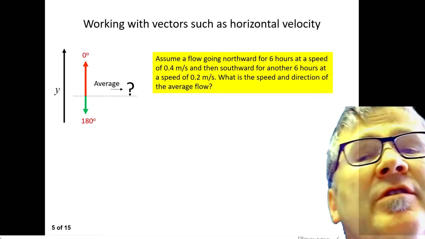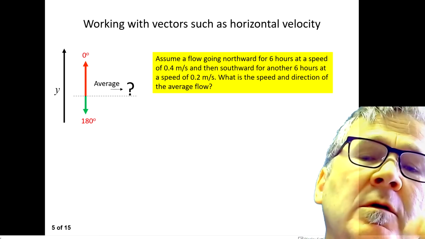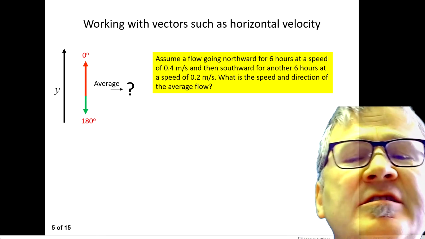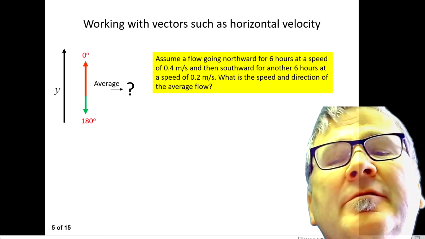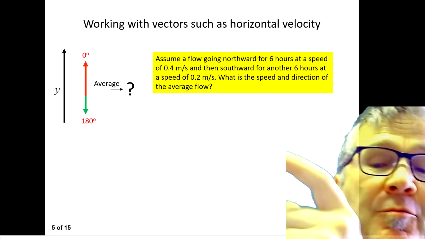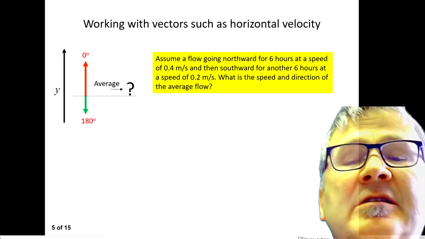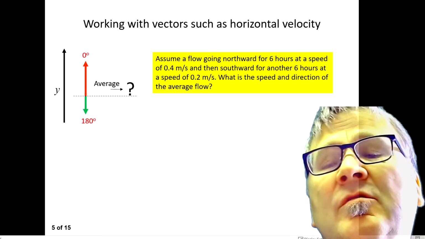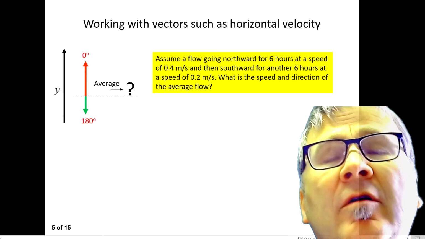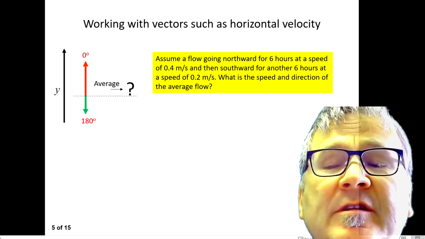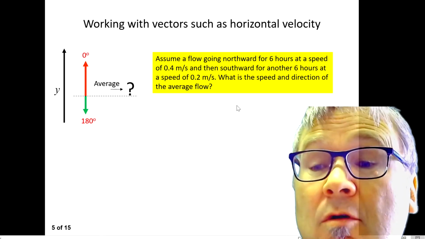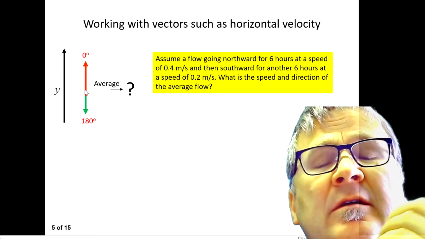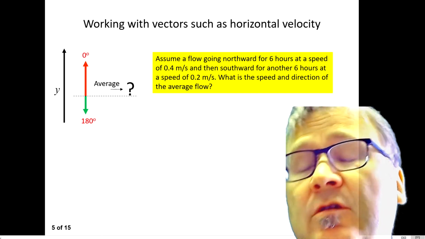So consider the situation. You have a flow that goes northward for 6 hours at a speed of 40 centimeters per second. It's this red arrow here in this little sketch. And then it turns southward for another 6 hours at a speed of 20 centimeters per second. It's the green arrow. The direction is 180 degrees. So what's the average speed and direction of this flow?